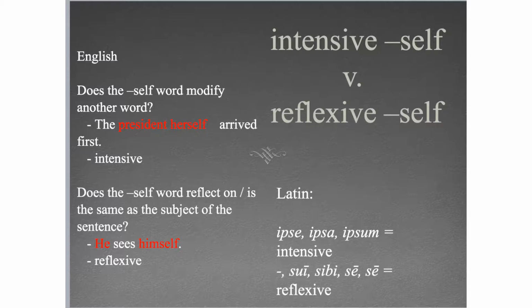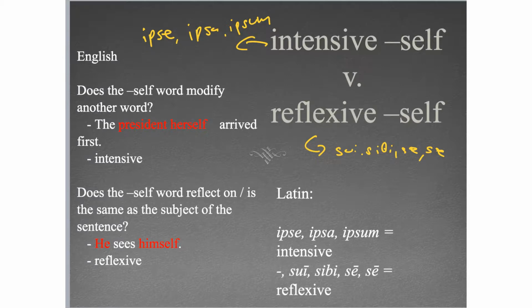All right, so the intensive, and this in Latin, let me just change colors. This in Latin is what we're learning this week: ipse, ipsa, ipsum. Okay, and the reflexive in Latin is sui, sibi, se, se. All right, so you can see that it is English where the overlap occurs, not Latin. Latin uses two very different words.